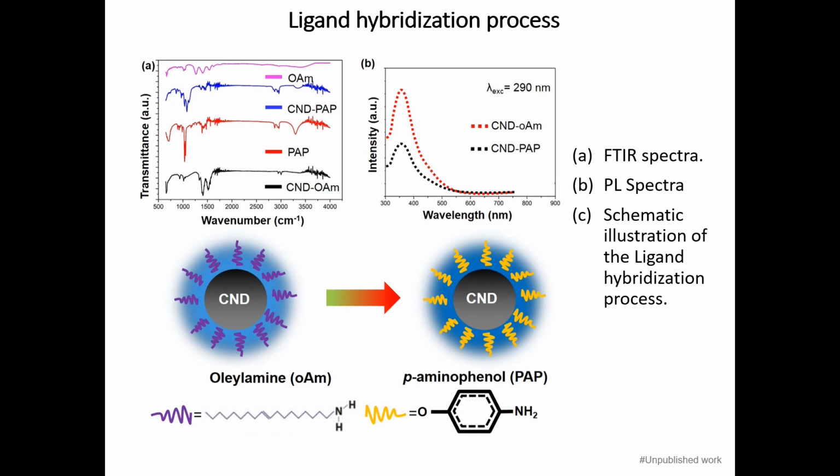So the FTIR spectra of the initial precursors, oleylamine, and carbon nanodot with para-aminophenol. So this is the thing, and here is the photoluminescence spectroscopy. One can see that when we change the ligand from the precursor to another one, we can get a distinct peak. So we confirmed that. This is a very robust technique to make the ligand hybridization process by the laser assisted experiment.